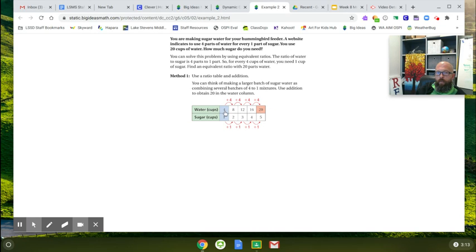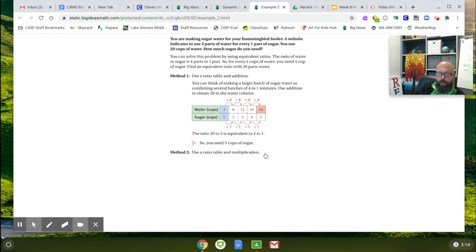So if you make your water column, you start with 4-to-1. That's what you know. And every time you add another 4-to-1. So this is plus 4, this is plus 1. Plus 4, plus 1. So you end up with 8-to-2, 12-to-3, 16-to-4, and then 20-to-5. And that gets you your answer. So you would need 5 cups of sugar. Okay? So 20-to-5 is the same as 4-to-1.